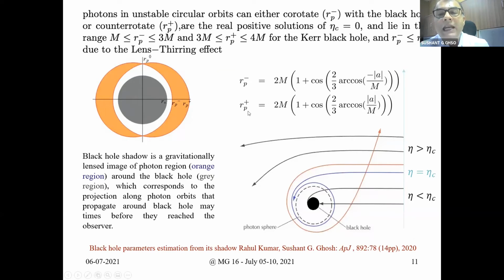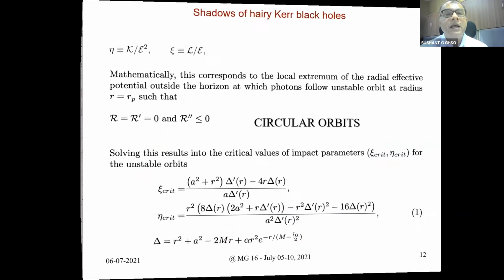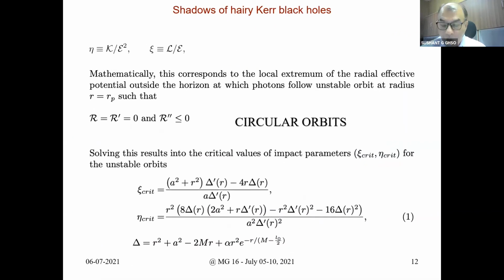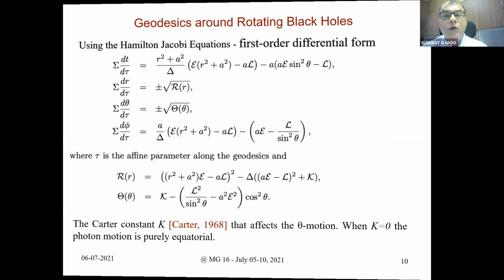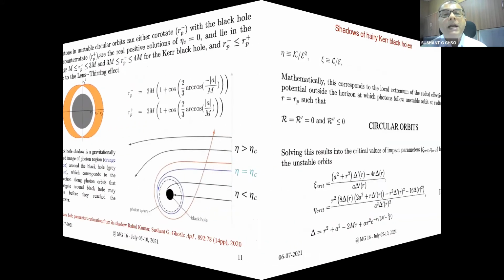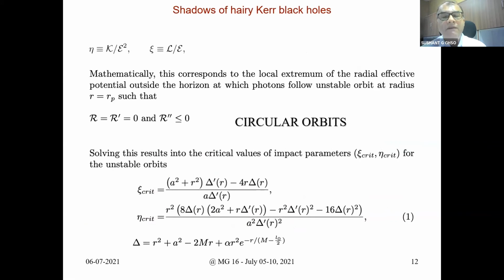For the Kerr case, I put the exact solution for the co-rotating and counter-rotating orbits. This will be used for the shadow purpose. To proceed further with this equation, we introduce the impact parameters eta and zeta. They reduce the number of variables, and they are useful for solving the equations.